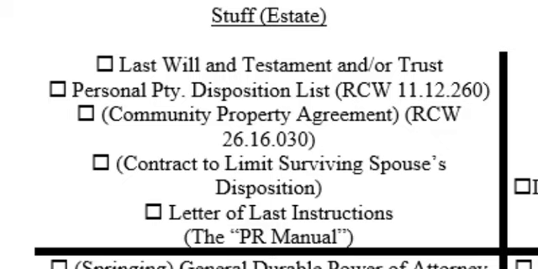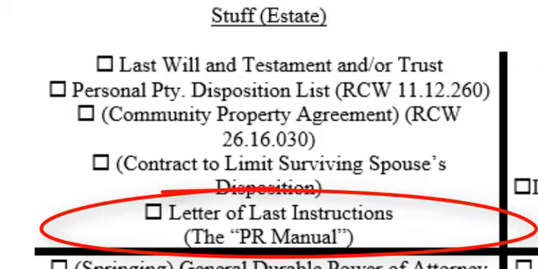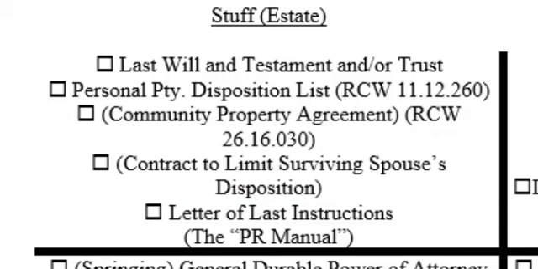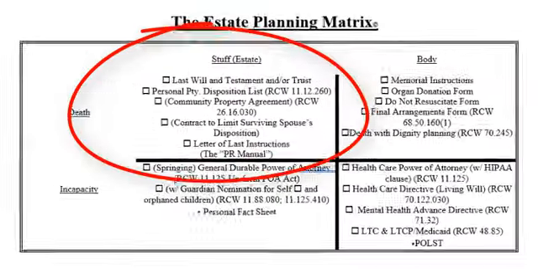And then finally, in that section of the matrix, we have the letter of last instructions, or what we refer to as the PR, Personal Representative's Manual. In other words, whoever is going to be the person that's going to be most responsible for your affairs when you die, you want to give them a letter that says, here's where you're going to find all the critical documents, and here are the people that have helped me, attorney, accountant, etc., that can help you to inventory the estate and then make sure that everybody gets what they're supposed to get. So that's dealing with the upper left-hand quadrant of the estate planning matrix.